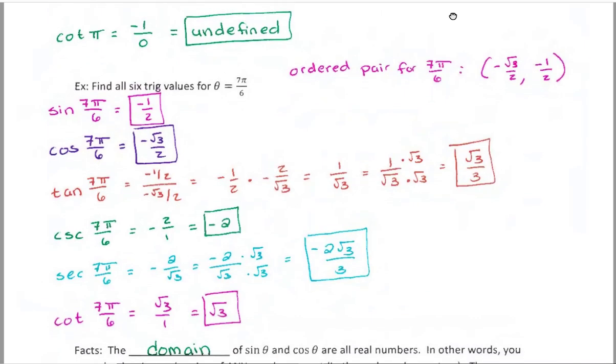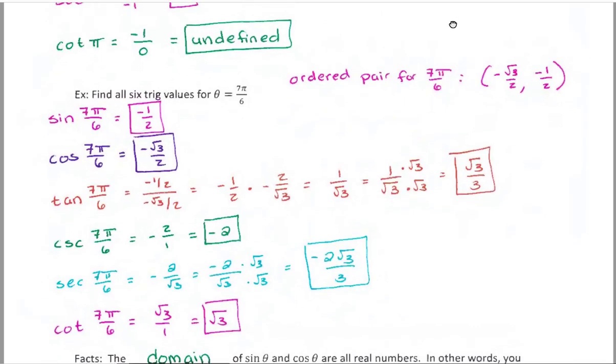Let's do another example here. Let's find the 6 trig functions for 7 pi over 6. Look at our unit circle. Find the ordered pair that goes with the angle 7 pi over 6, which is -√3 over 2, -1/2. The sine is the y value, -1/2. The cosine is the x value, -√3 over 2. Tangent is sine over cosine, or y over x, which is -1/2 divided by -√3 over 2.